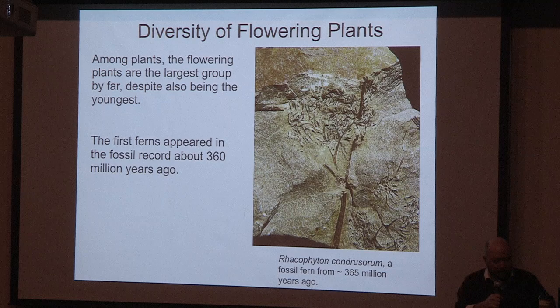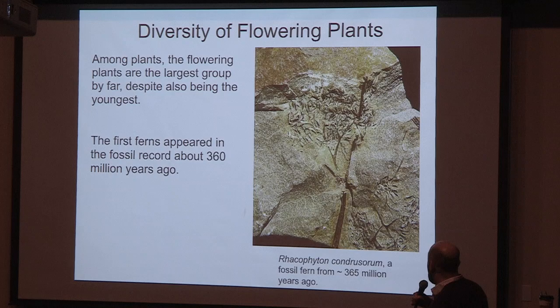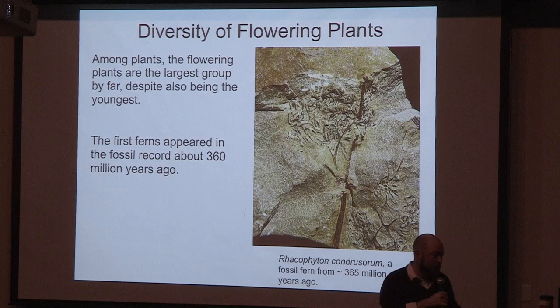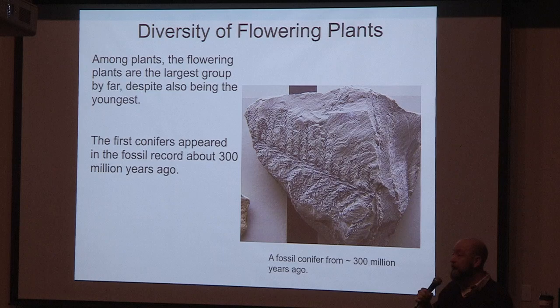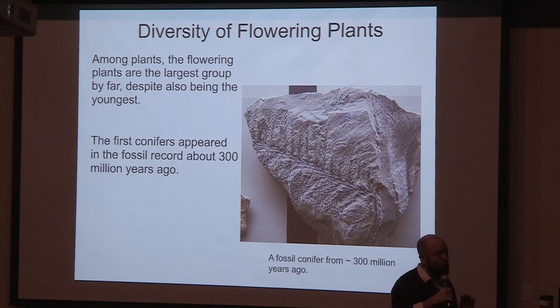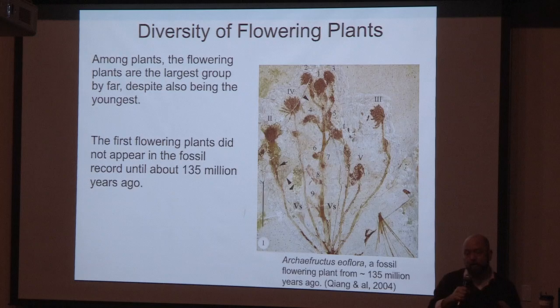Beginning around 360 million years ago, so still before the dinosaurs, we start to see things that we can pretty well identify as ferns. Here's something called Rhacophyton chondrosaurum, a fossil fern. And by 300 million years ago, we start to see the first conifers, so plants with cones, things like cedars or pine trees or junipers. The first things that we think are probably flowering plants don't show up until about 135 million years ago, so the beginning of the dinosaur era.